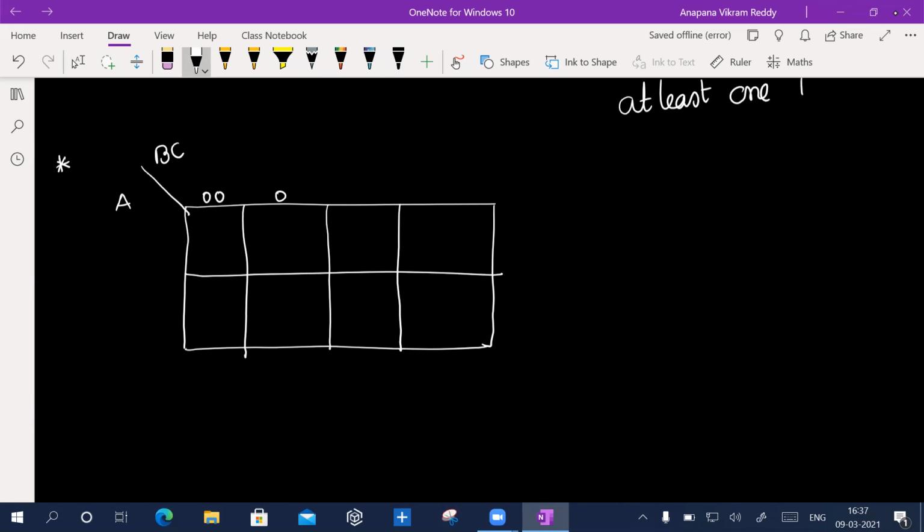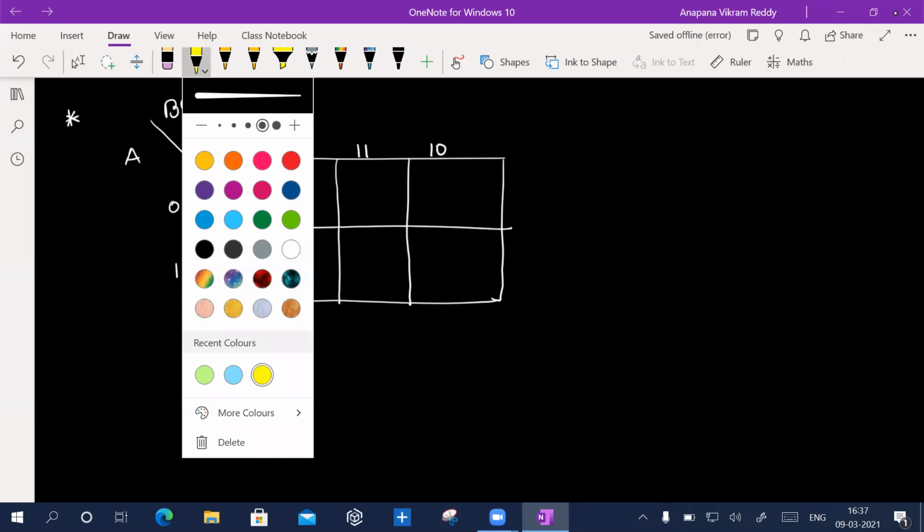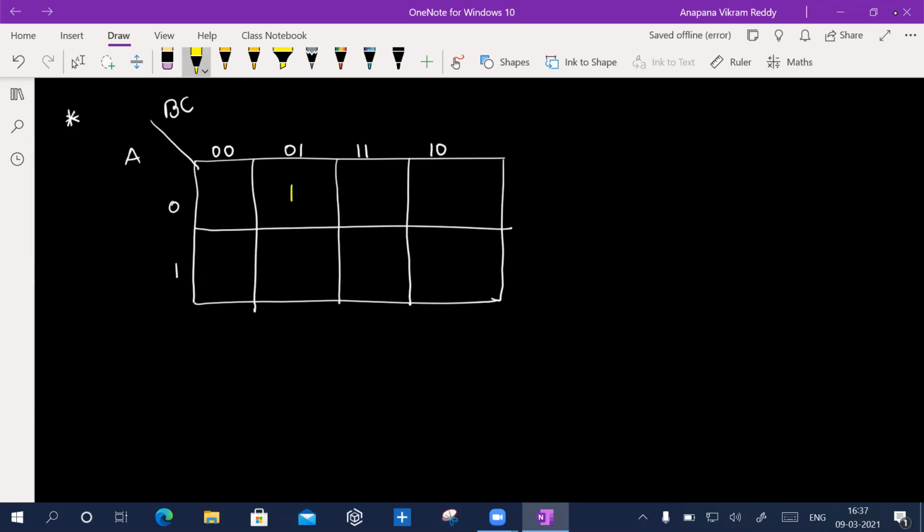A B C, 00 01 11 10. This is 01. So how do I put it now? Okay, I'll put it like this. I'll take one here, one here. Now you tell me how many ones I have.